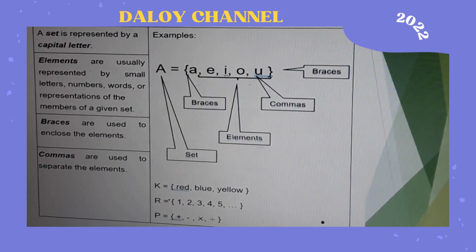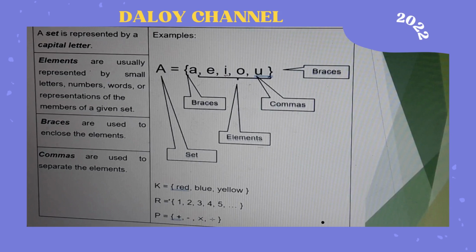So to continue, how to write a name for a set. A set is represented by a capital letter. So take note of that. Now, a set is composed of elements, and the elements are usually represented by small letters, numbers, words, or representations of the members of the given set. And we usually use braces as our symbol of grouping those rosters of sets or enclosing the elements. And in order to separate elements, we use commas.